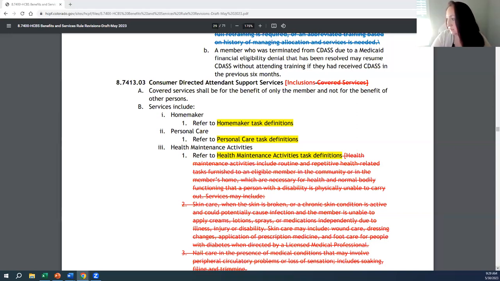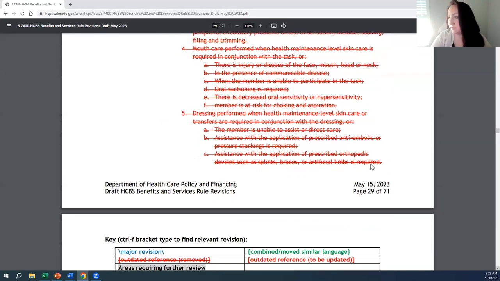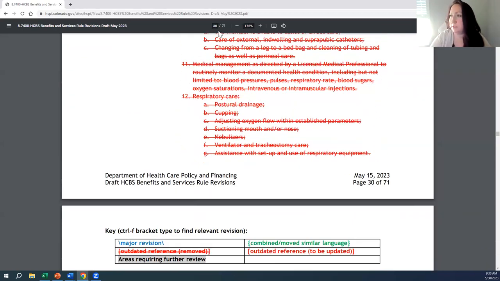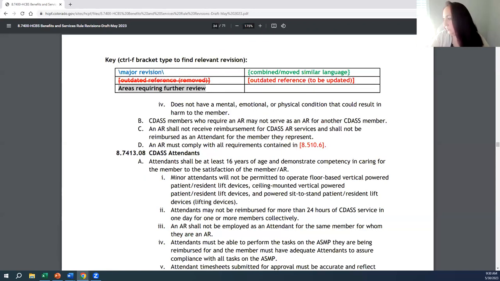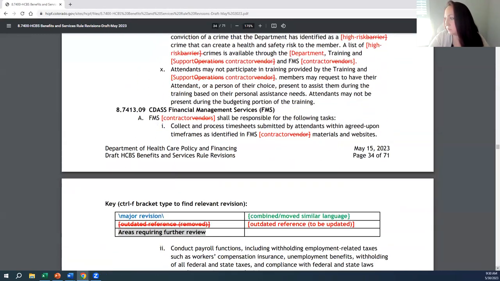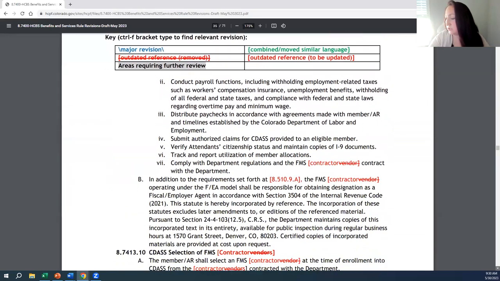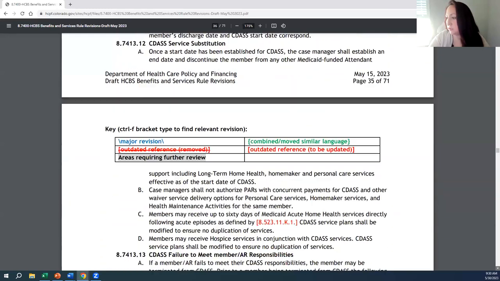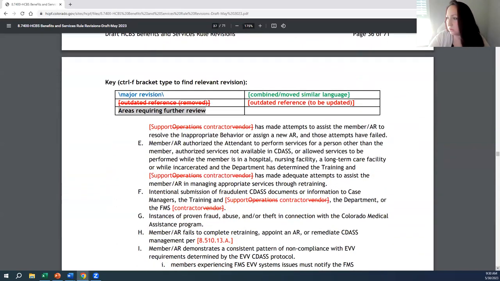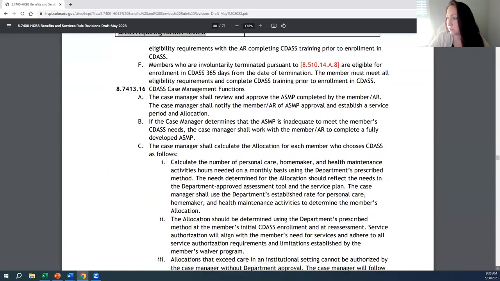Okay, let's see. I believe the next ones now are not until page, there might be a little bit on 30. Let's see what we have on 30. Nope, I'm just telling myself that it was all stricken. So I'm going to move us to 34. Okay, under the CDOS attendance. Nope, nothing really there. Still just language, the language changes. So let's just keep moving through. Sorry again for the scrolling.